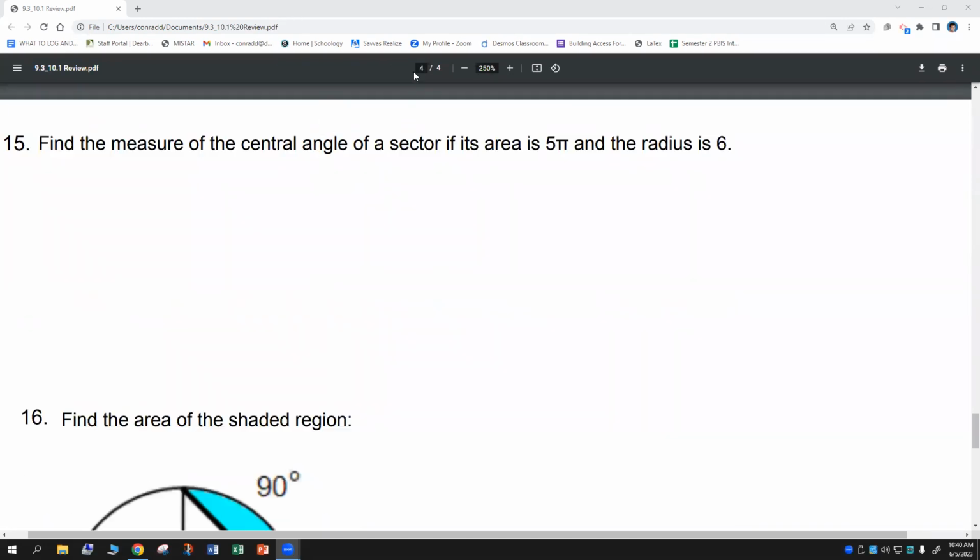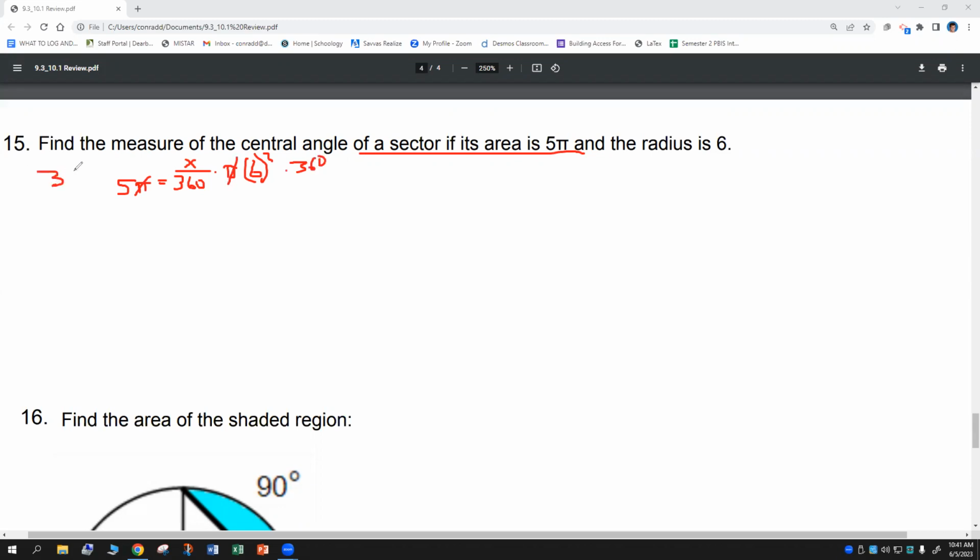So this one we're finding the measure of the central angle of a sector if its area is 5 pi. So we have the sector area here. So we're going to do 5 pi equals x over 360 times pi times 6 squared. All right, and we can divide both sides by pi. We can multiply both sides by 360.